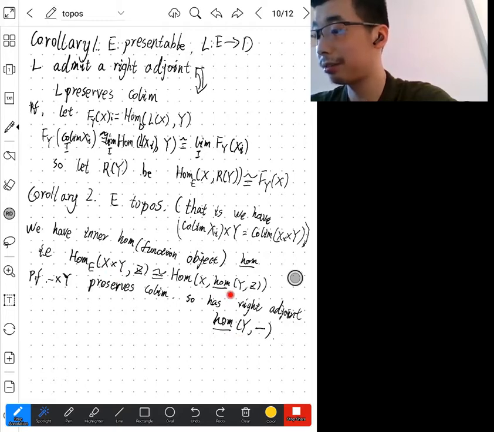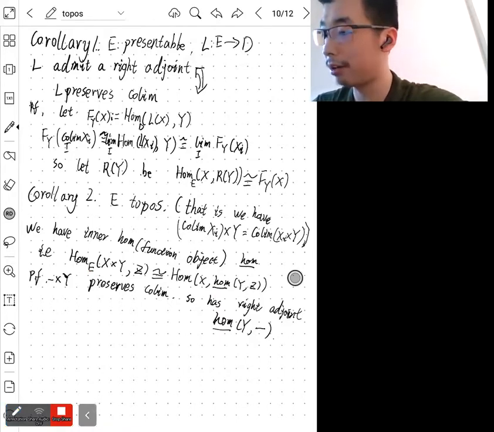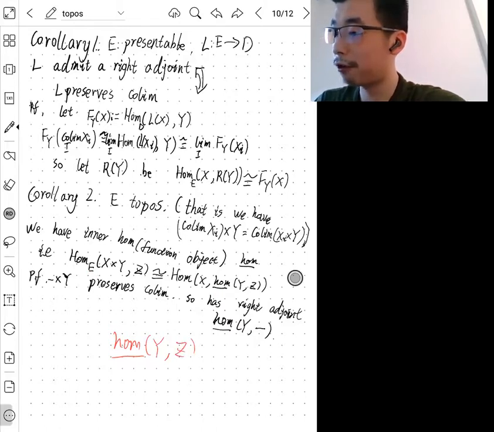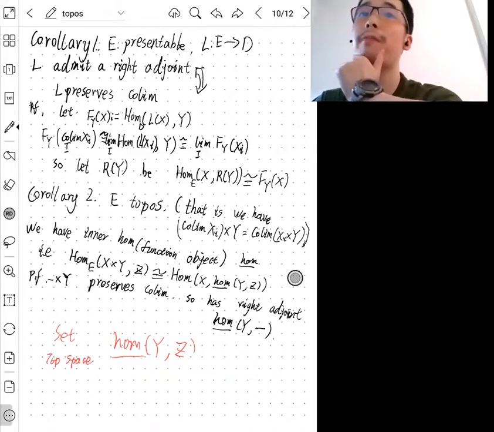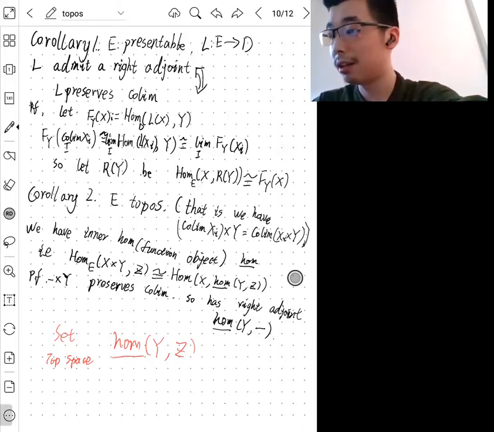So that we can define the inner hom. So this is a topos, right? This is the object of a topos. It's not right for every category, this kind of hom object. For sets, you can really define this kind of hom object, right? But for topological spaces, you cannot really define this hom object. You need to restrict to some good spaces, like compactly generated spaces.